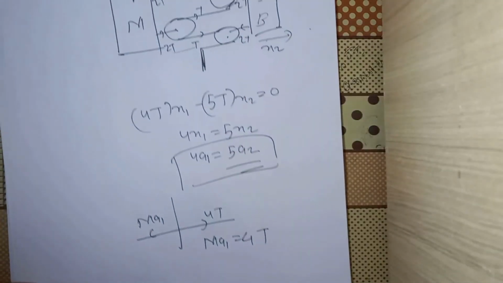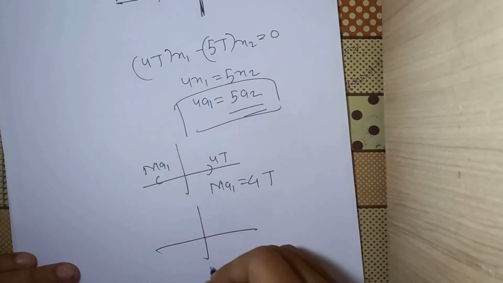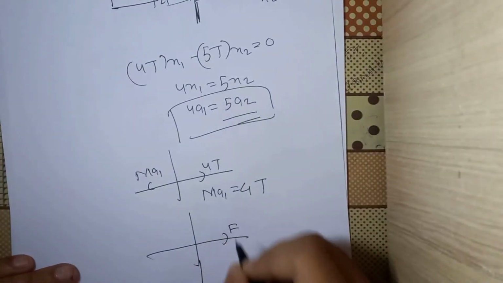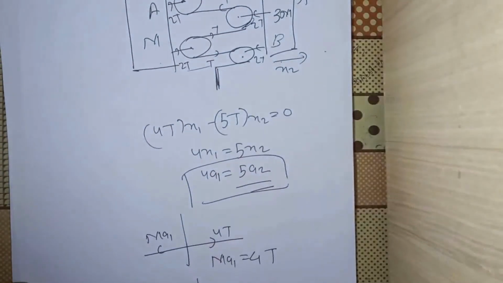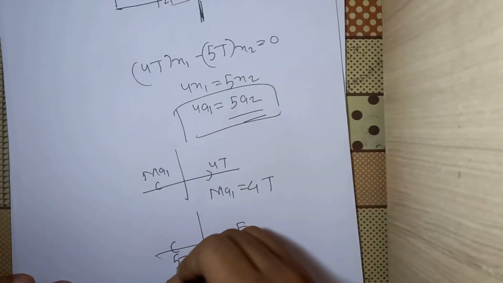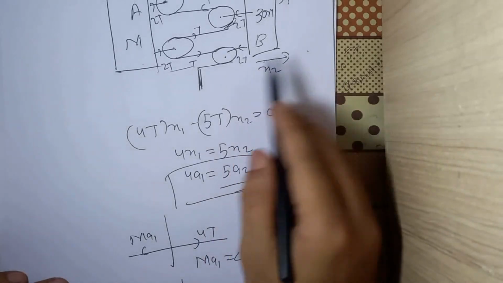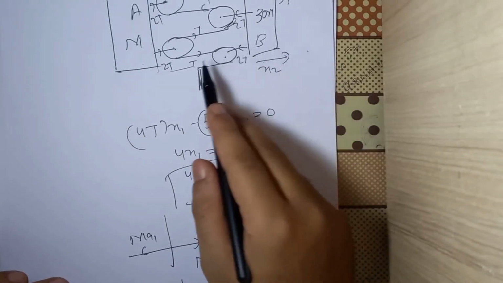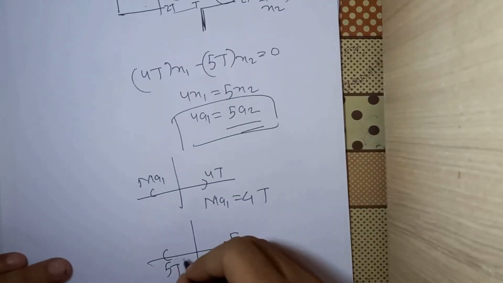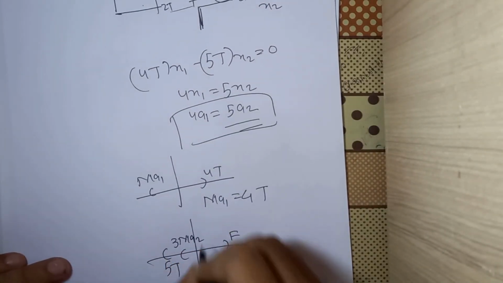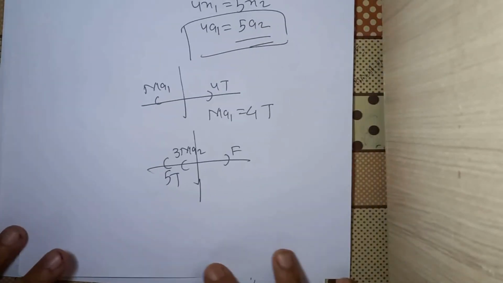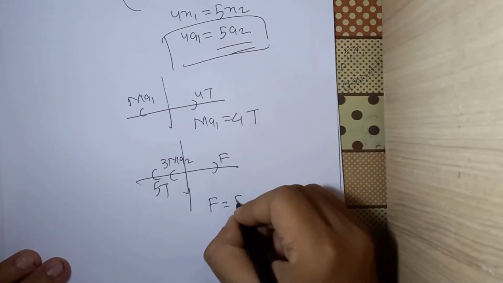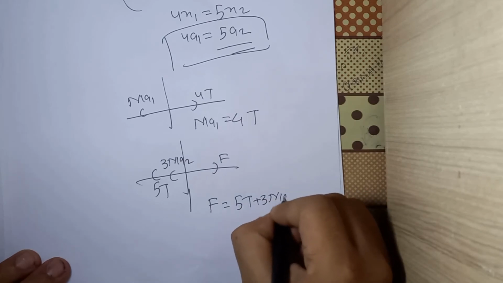Similarly, for mass 3m, we can draw the FBD. It has a force F on the right side. On the left side, it has a net tension of 5T. And because for this also a2 was assumed in this direction, there will be a force of 3m into a2 in the left direction. The net force will be 3m into a2 leftwards. So you can write the equation for this also: F is equal to 5T plus 3m a2.